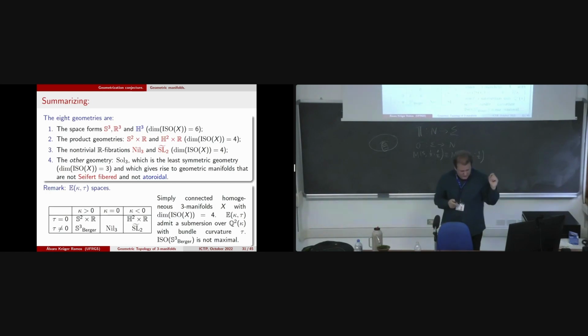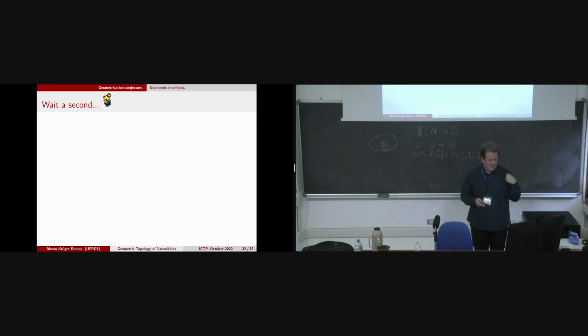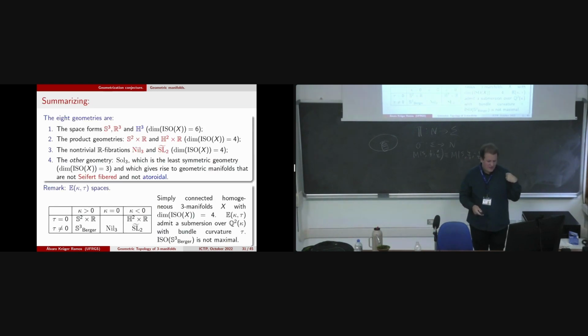Okay, so in the last 2 slides, if you were really paying attention, you will think, wait a second. We know that the JSJ components are either Seifert fibered or atoroidal. I've been telling you this for a while now. So how can it be that Sol manifolds are neither? I did say it, right? The previous slide: geometric manifolds that are not Seifert fibered and not atoroidal.